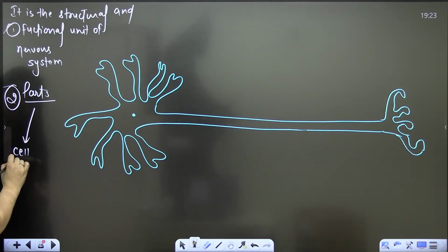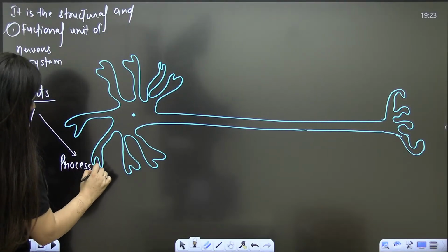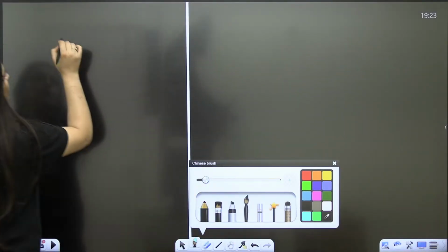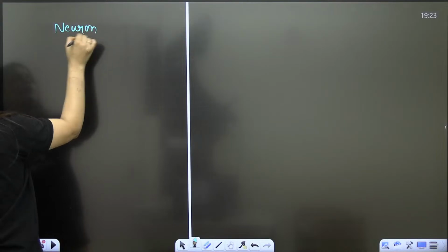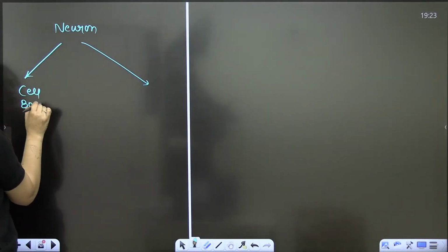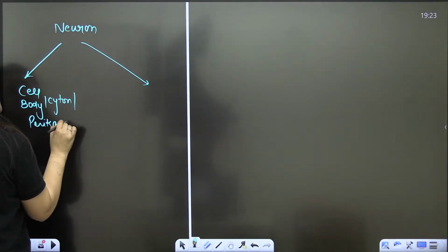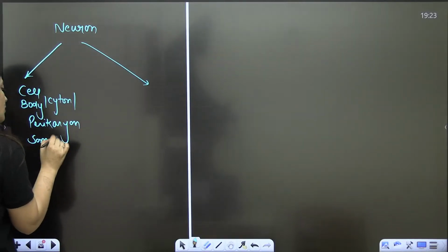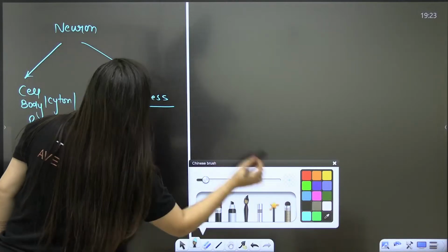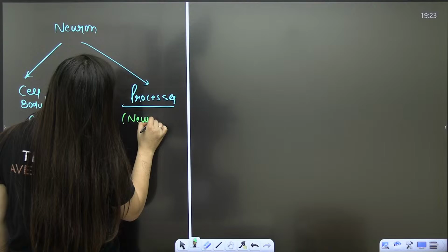cell body here, or the processes. You're talking about a neuron. You are going to talk about 2 things. That is cell body, which is also known as cyton, perikaryon, and soma. And then we talk about the processes here. Processes of cell body, we also use the word neurites for it.